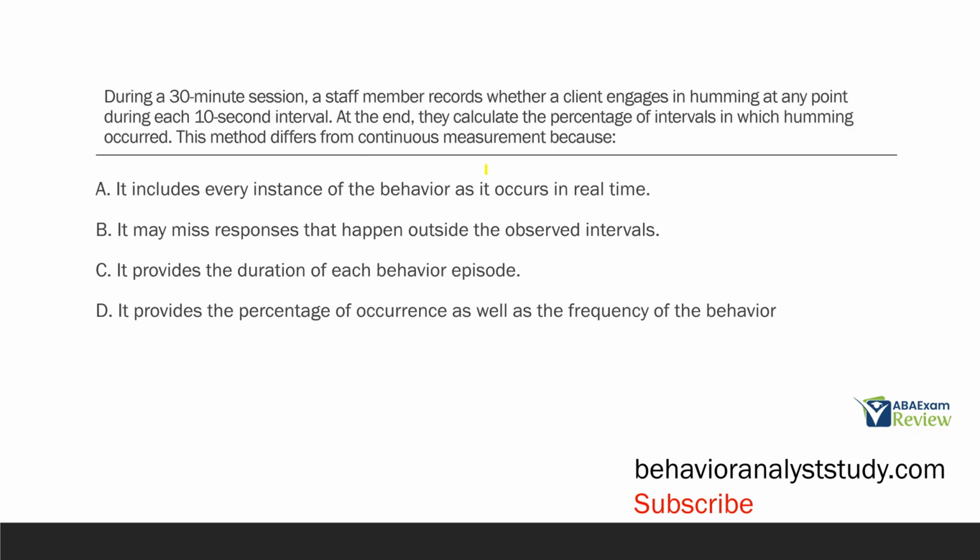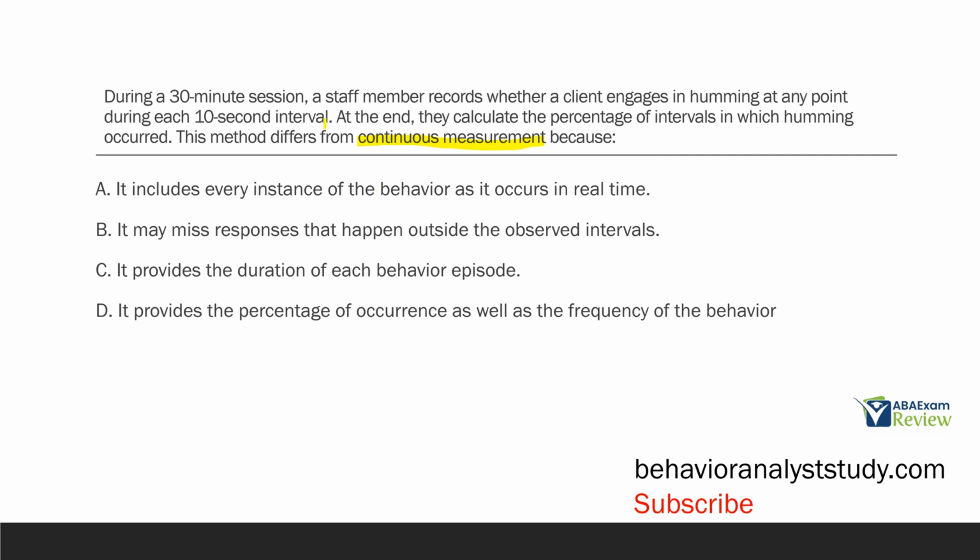During a 30-minute session, a staff member records whether a client engages in humming at any point during each 10-second interval. At the end, they calculate the percentage of intervals in which humming occurred. This method differs from continuous measurement because why? Let's think. What is continuous measurement? If we have a 30-minute session, continuous measurement would record every single time the behavior happens over 30 minutes.